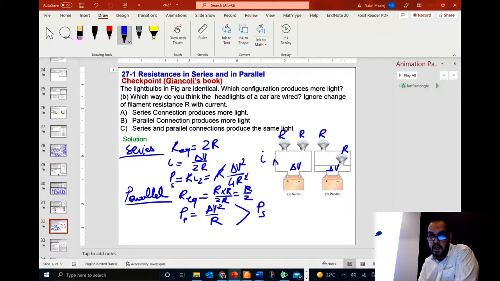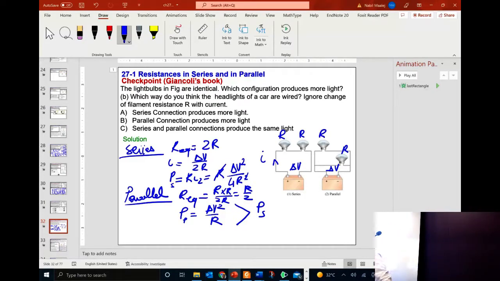So the parallel combination gives us brighter light. You can see the power, in fact, is 4 times. The power here is delta V squared over 4R, and here is delta V squared over R. So the power in the parallel combination is 4 times the power that each lamp gets in the series combination.